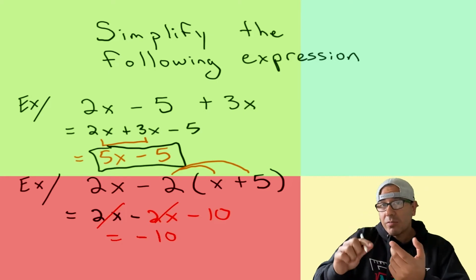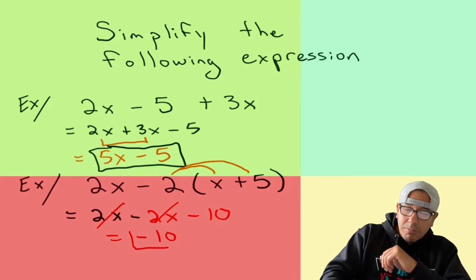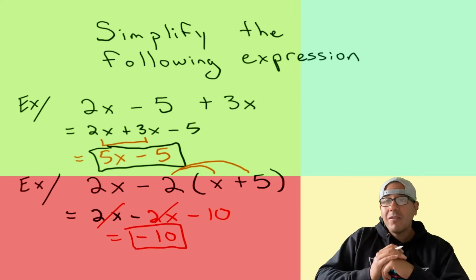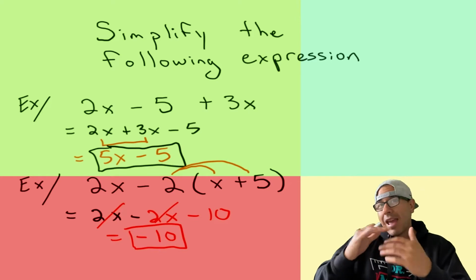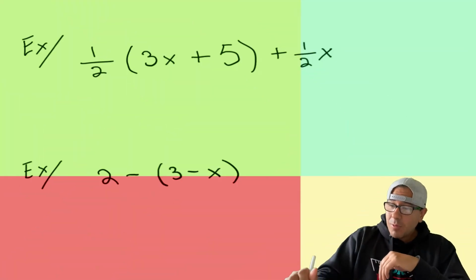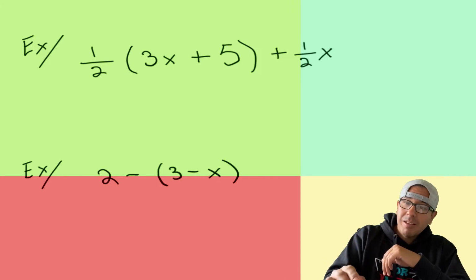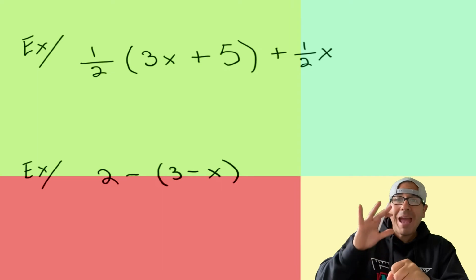Sometimes your answer might be a number, sometimes it might be an expression, right? So be ready on the lookout for everything. In this case, things canceled out. Do they always cancel out? Absolutely not. But that's what happened here. So in this example right here, we see again parentheses, but then we see fractions, and this is where people hit the panic button.